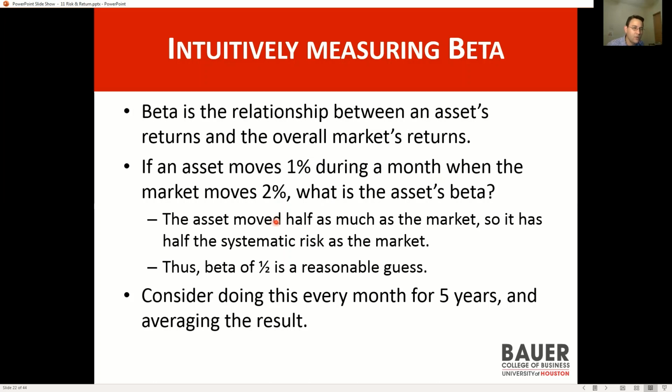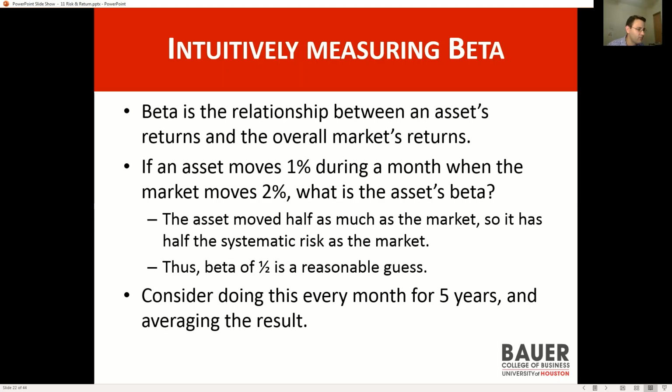Well, you see that the asset moved half as much as the market. So a reasonable guess is that the beta is a half. That would be just an estimate from 1 month of data. Now consider that you have a bunch of months. You have 60 months worth of data. You could do the same exercise every month for 60 months and then just average the result.